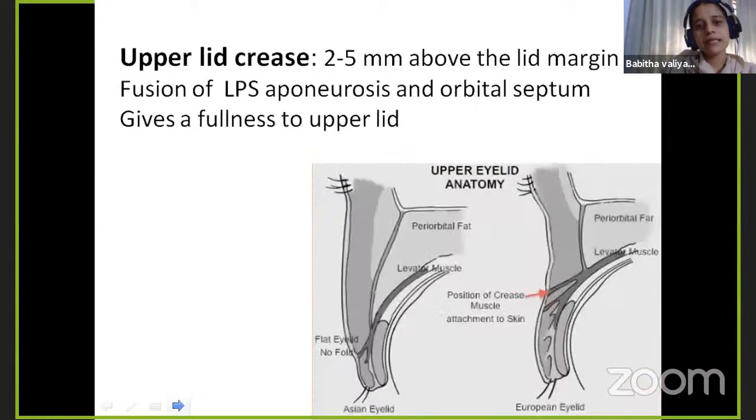The upper lid crease is formed by the fusion of the LPS aponeurosis with the orbital septum. In the Asian population, it is seen about 2 to 5 millimeters from the lid margin. Therefore, the orbital fat is more anterior and gives an appearance of fullness to the upper lid. Whereas in the European population, this upper lid crease is around 10 to 12 millimeters from the lid margin.